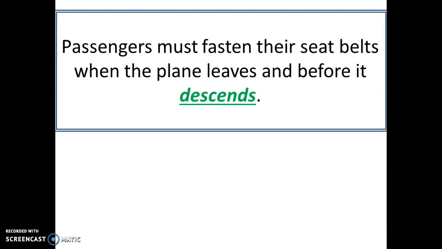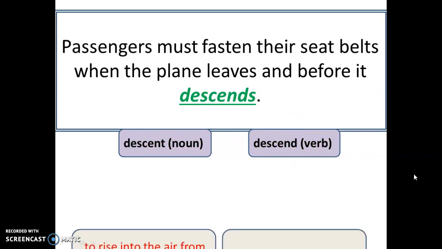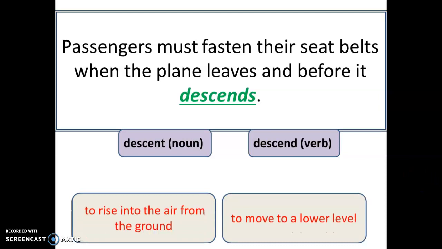Passengers must fasten their seat belts when the plane leaves and before it descends. Here we have a verb. Descend with a D is the verb. If it's a T, it's a noun. Be careful here. So what do you think descend means? Fasten seat belts when the plane leaves and before it descends. So the answer is to move to a lower level, to go down.